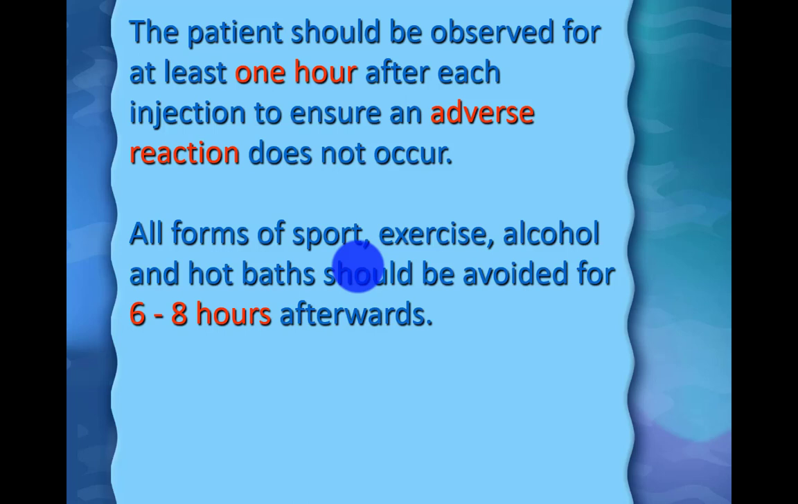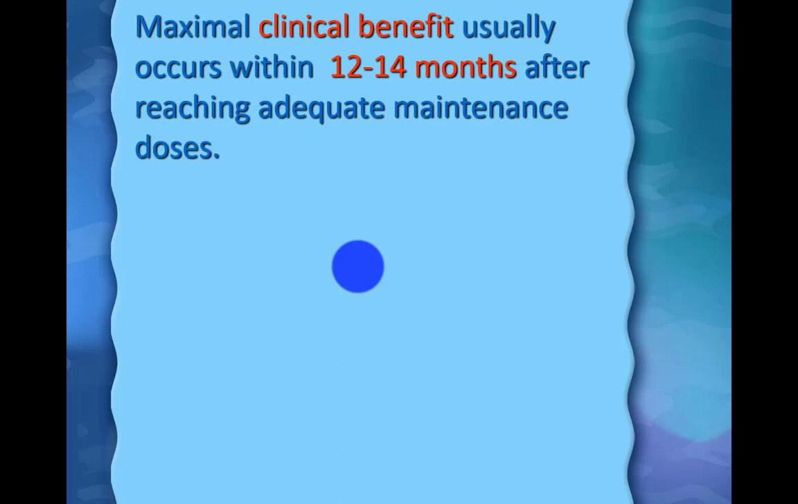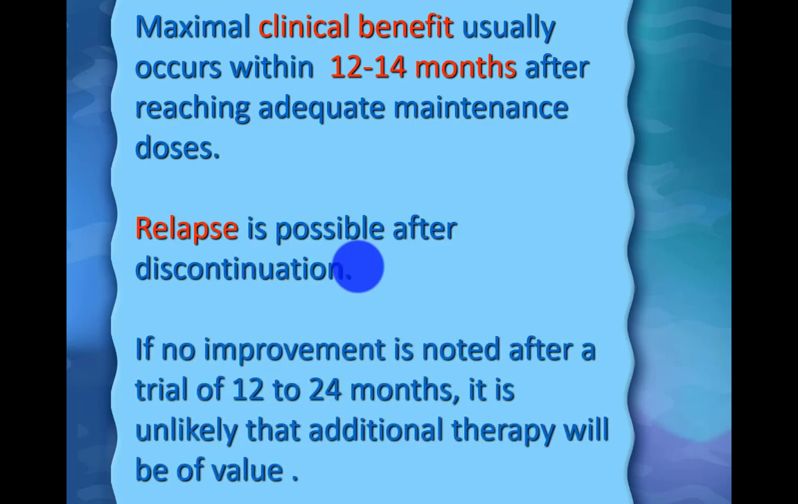All forms of sport, exercise, alcohol, and hot baths should be avoided for 6 to 8 hours afterwards. Contact with the relevant allergen immediately after the injection should be avoided. Maximum clinical benefit usually occurs within 12 to 14 months after reaching an adequate maintenance dose. Relapse is possible after discontinuation. If no improvement is noted after a trial of 12 to 24 months, it's unlikely that additional therapy will be of value.